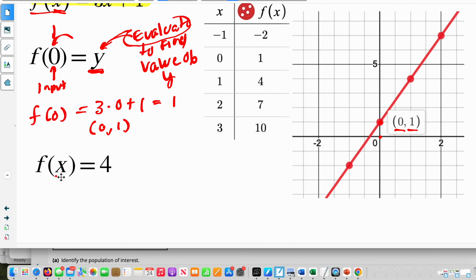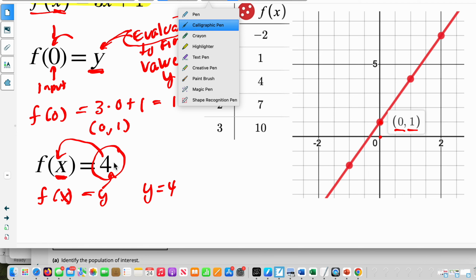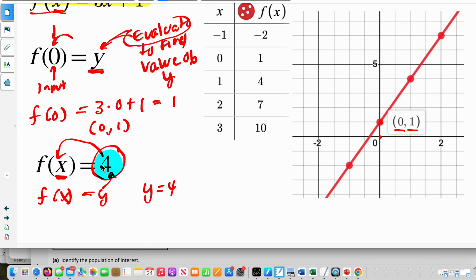In this case, I don't know what x is, but I'm given y, right? I always know that I can write a function as f of x equals y. So in this case, I'm given y equals 4. I want to solve for the x value. So I'm given y equals 4, I want to solve for x.